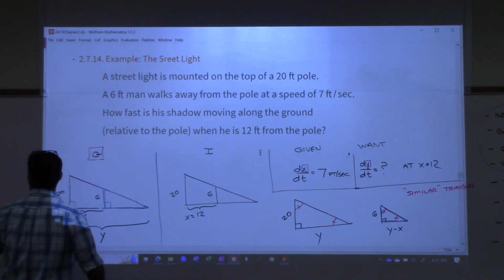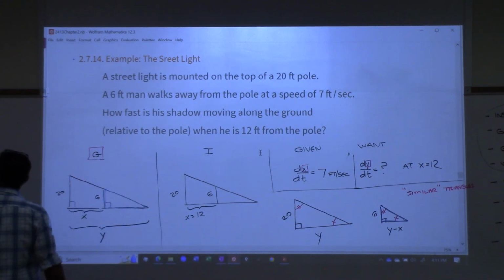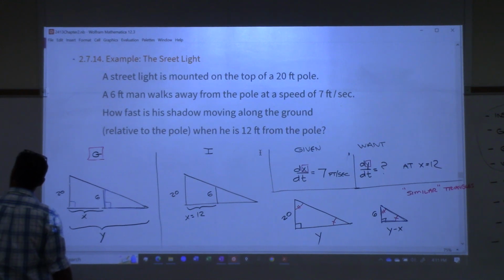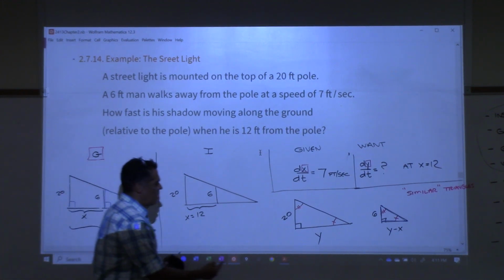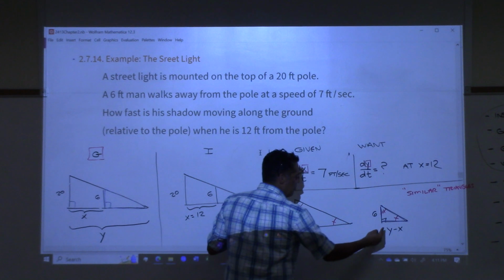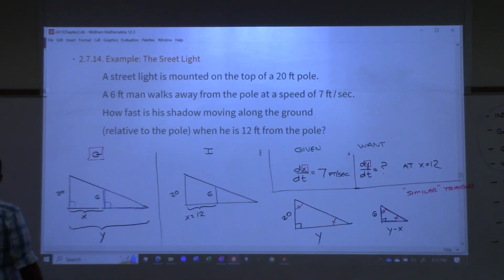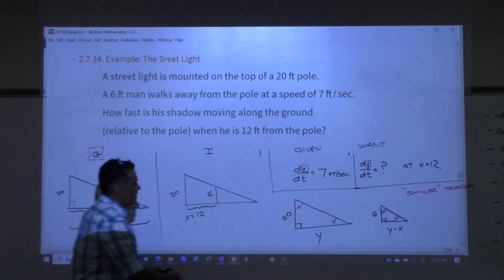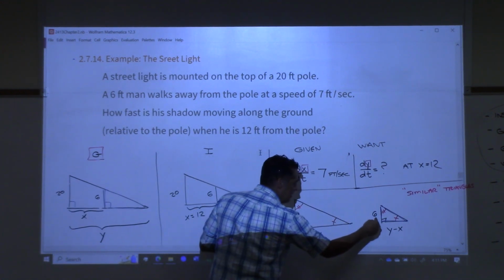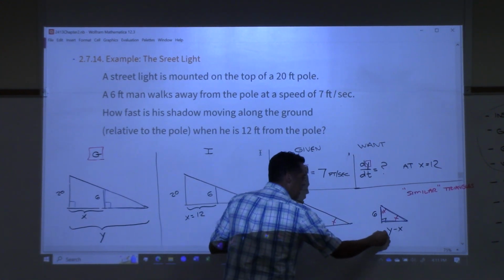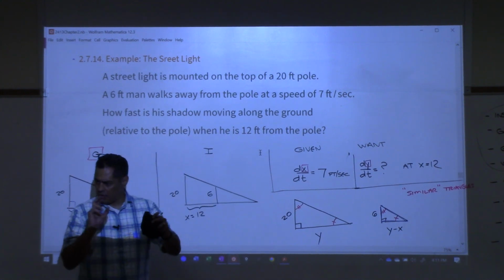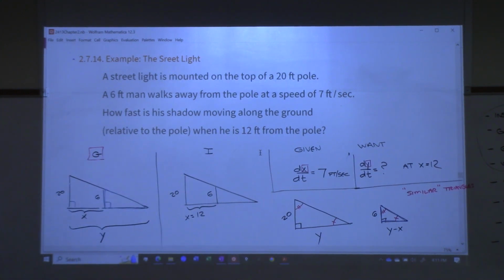I could have done it the other way around. I could have done y over 20 equals y minus x over 6. Right there, I'm doing this over this must equal this over this. There's more. I could do 20 over 6 must equal y over y minus x. So what I did there is I did this side divided by that side must be equal to this side divided by that side. As long as they're corresponding sides, you can set up ratios. And there's a couple more I could do, right?